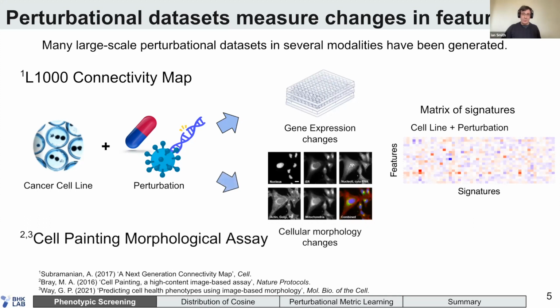Similarly, the cell painting morphological assay, also from the Broad Institute, from Ann Carpenter's lab, uses cancer cell lines as a model system, treats them with perturbations, and measures changes in cellular morphology to characterize function.